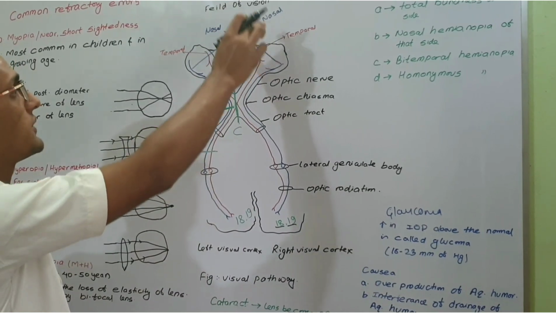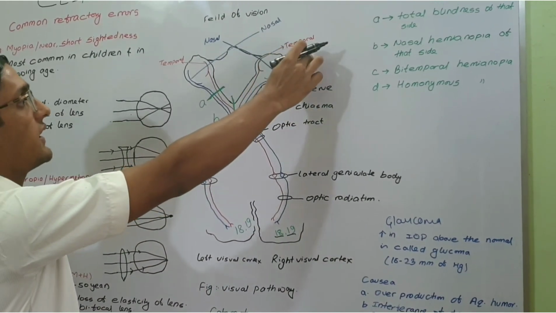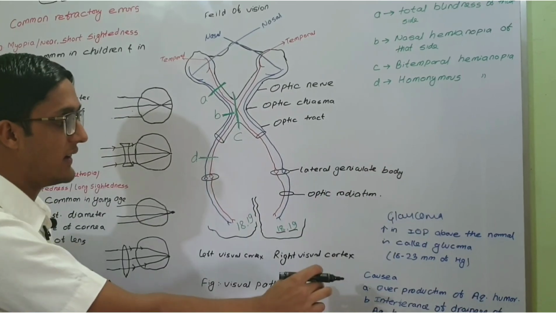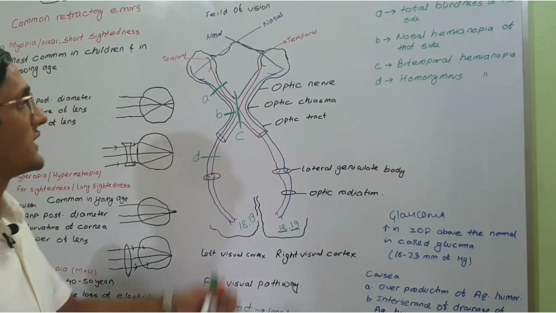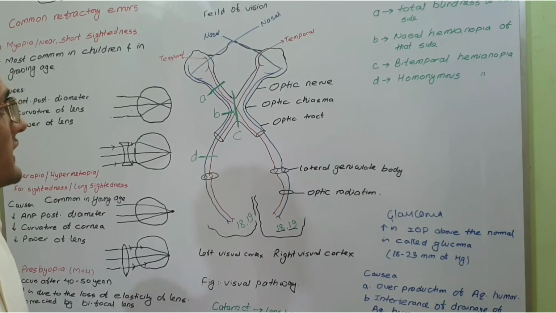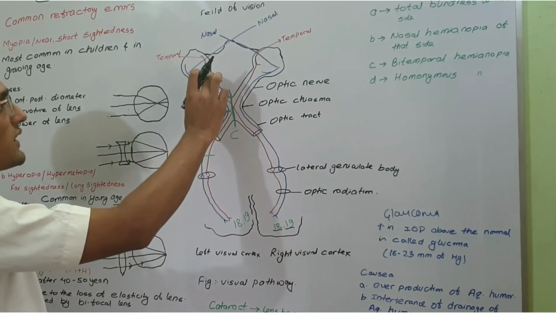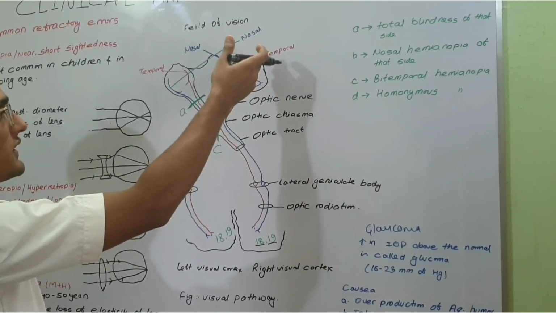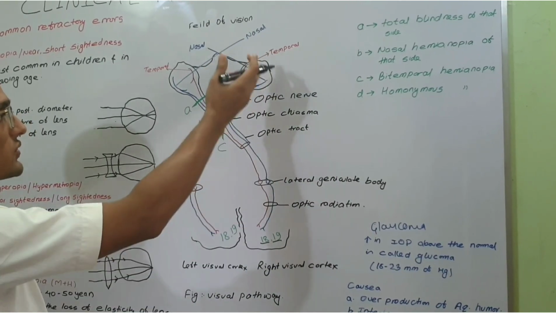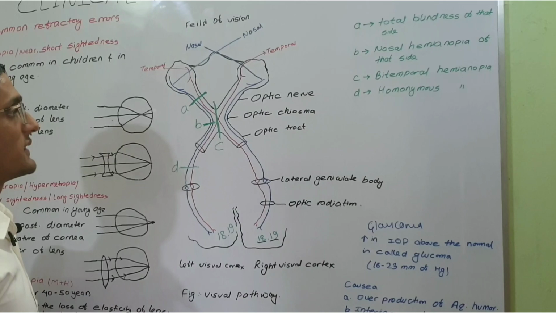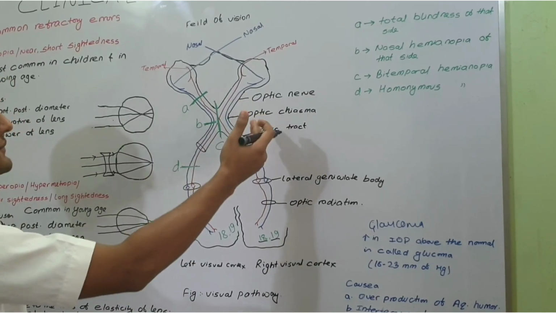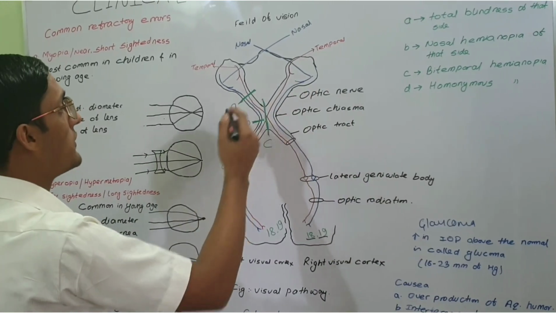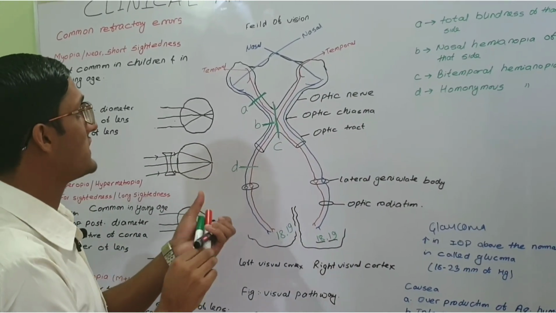This is the normal visual pathway: retina, optic nerve, optic chiasma, optic tract, lateral geniculate body, and the visual cortex. Now let's discuss, if a lesion occurs in this pathway, through the whole pathway, what are the features that we see? Let's discuss this.